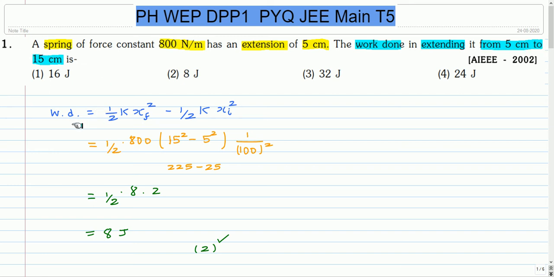So the work done will be equal to the increase in stored potential energy of the spring. The final potential energy of the spring is half K x final square, and the initial potential energy is half K x initial square. X final is 15 centimeters and x initial is 5 centimeters. And to convert centimeter square to meter square, we divide by 100 square. So doing the calculation, we get the work done as 8 joules. So the correct option is option 2.